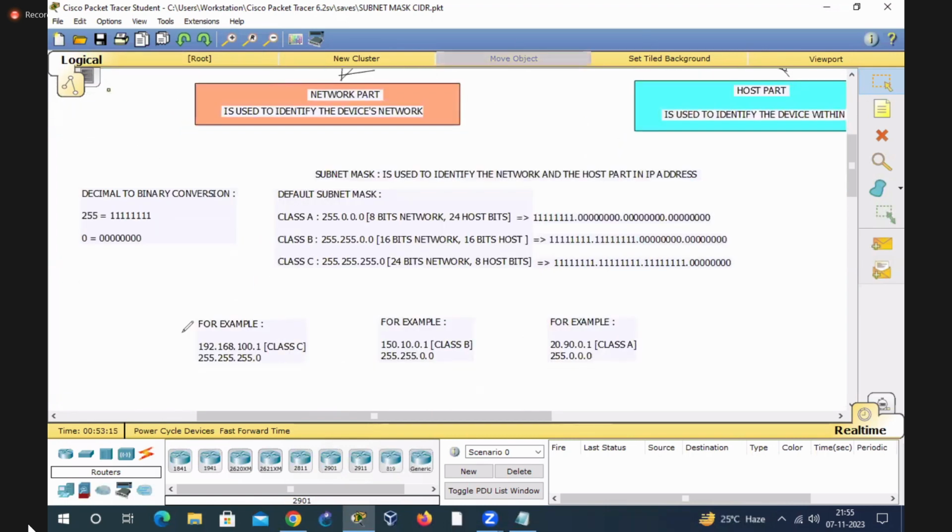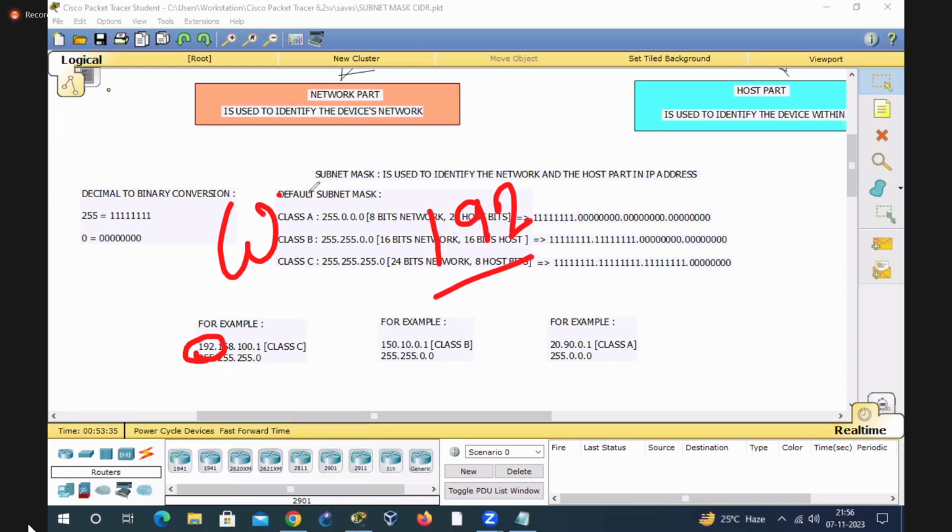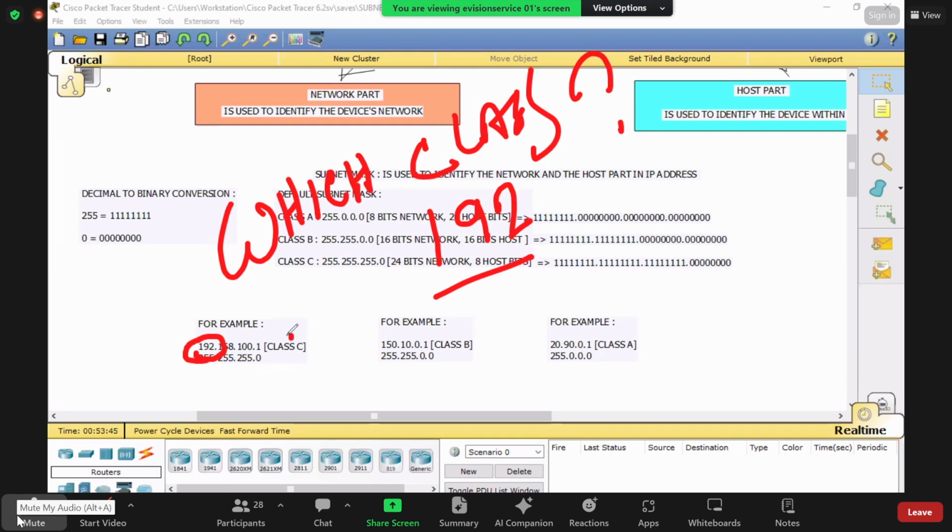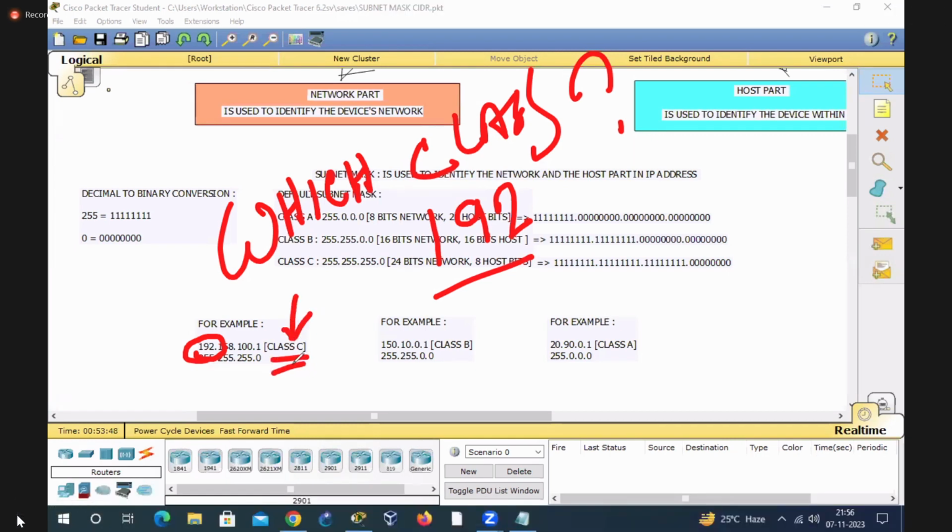So let's understand how to calculate these network and host bits using some examples. Here we have the example 192.168.100.1. In this IP address, focus on the first value. The first value is what? 192. Now tell me, this value 192 belongs to which class of IP? Class C. Tell me the reason why it is class C.